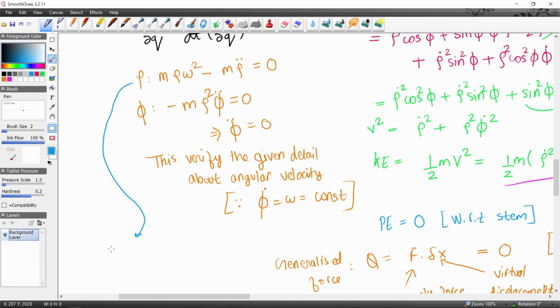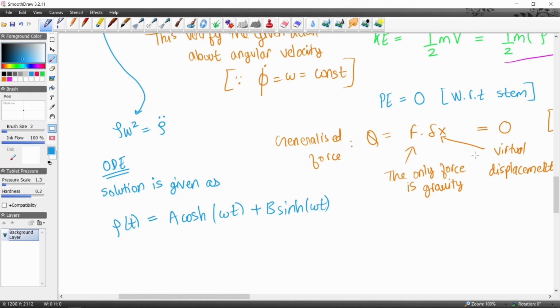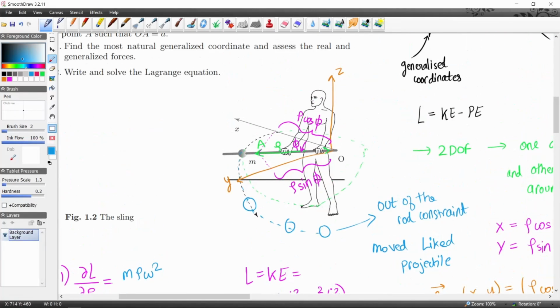However, now let's look at the first question. The first expression gives out a second order ODE whose general solution is given as rho equal to a cosh omega t plus b sinh omega t. Thus, if we assume initial condition as rho at initial time t equal to 0 equal to a, which if we see in the figure is the initial position of mass m, if we define it as a, that will be our first initial condition.